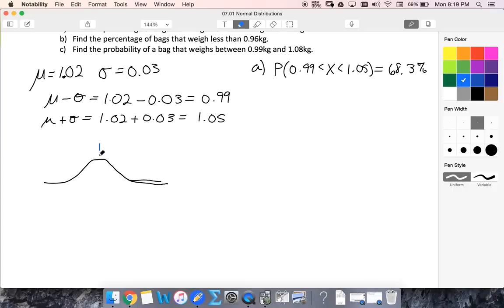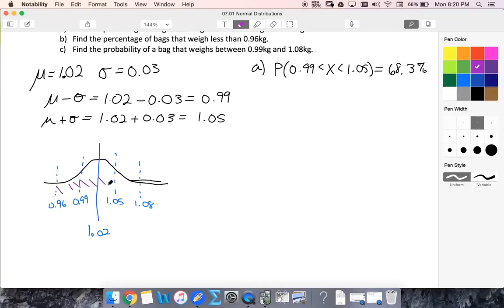So somewhere in the middle is my standard deviation. My middle is my mean, 1.02. And then we had 68% of the values that were 1 standard deviation away, 0.99, 1.05. If I kept going, I'd get my 95% of values, so that's going to be 1.08. Down this way is 0.96.